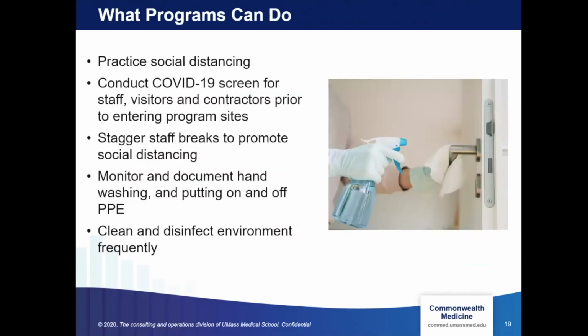So what can your programs do to confine and contain and prevent spread? One is practice social distancing, and conduct COVID-19 screens for staff, visitors, and contractors prior to entering the program sites. You even see that now in a simple way: you go to a restaurant, they'll ask you for your name and your phone number in case there is an exposure. So we should be making sure that we know who's coming in and we screen them for any symptoms before they come in. Stagger your staff breaks to promote social distancing. Monitor and document hand washing and putting on and off PPE. And clean and disinfect your environment frequently.